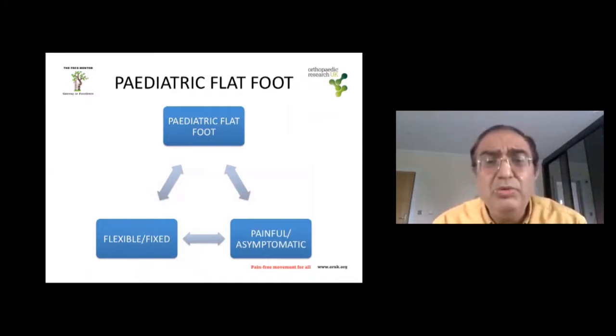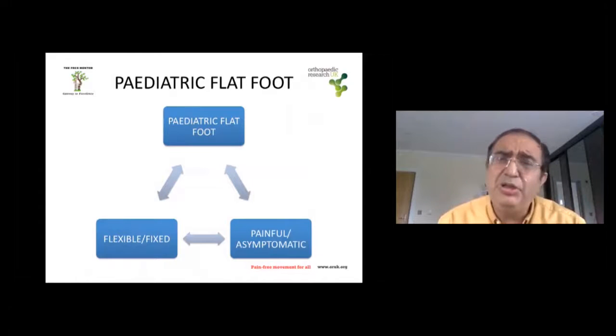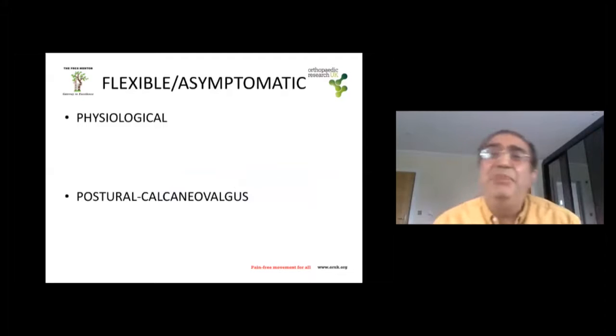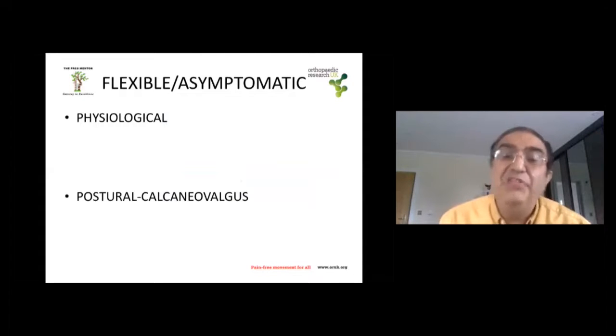So now we go to the first important part of the flat foot, the pediatric flat foot. So the pediatric flat foot can be divided into two types. It could be either flexible or fixed, or it could be asymptomatic and symptomatic. So the flexible or the asymptomatic pediatric flat foot has types: the physiological flat foot, or the postural flat foot, or the calcaneovalgus foot.